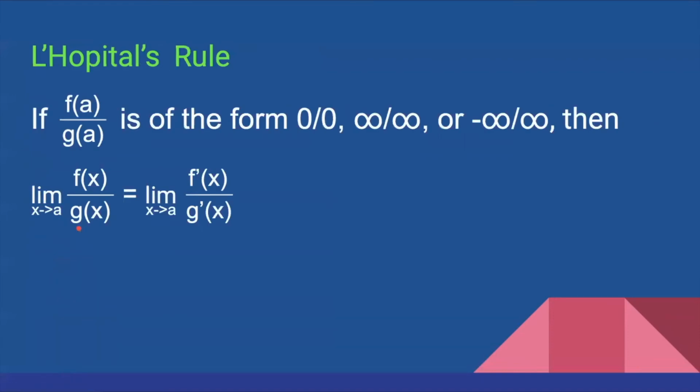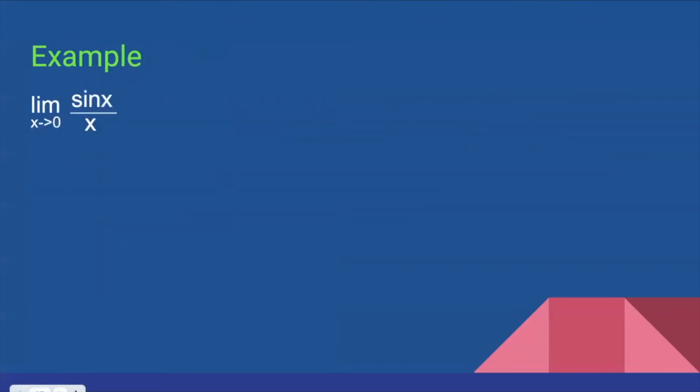All right, so L'Hopital's rule states that if f of a over g of a is of the form 0 over 0, infinity over infinity, or negative infinity over infinity, then the limit as x approaches a of f of x over g of x is equal to the limit as x approaches a of f prime of x over g prime of x.